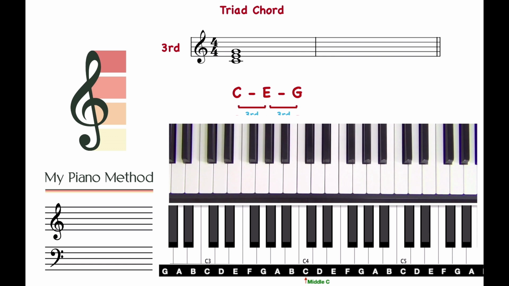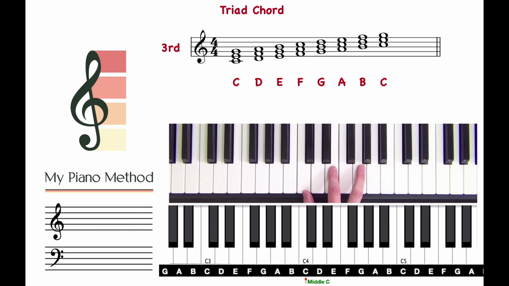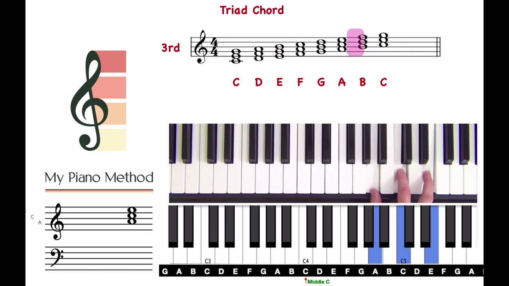So if I just pick another note at random, let's say an F, and I stack 3 notes on top of each other from F, this is an F triad chord. The F to A is an interval of a third, and the A to C is an interval of a third. And we can do this for every single note. So if we look at the C major scale, you can see all of the triad chords from C: C, D, E, F, G, A, B, C.